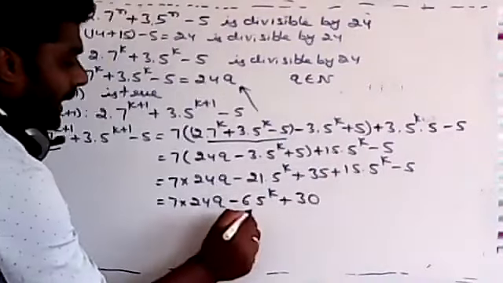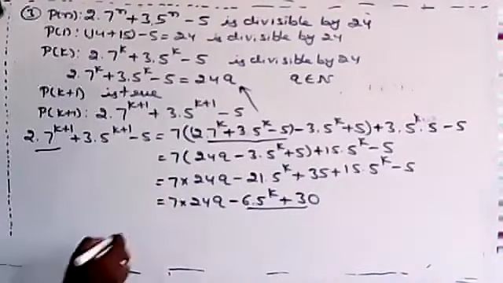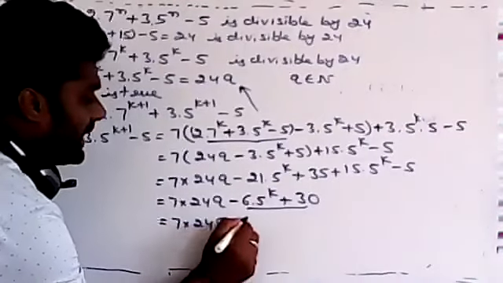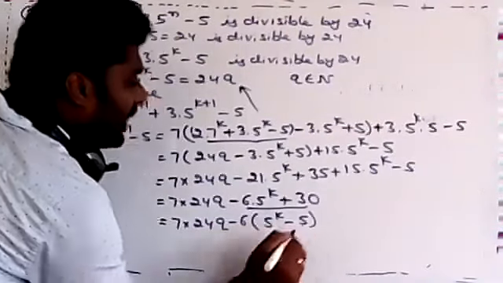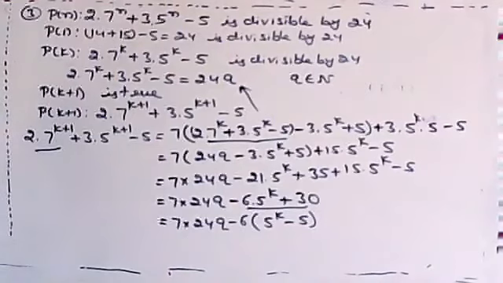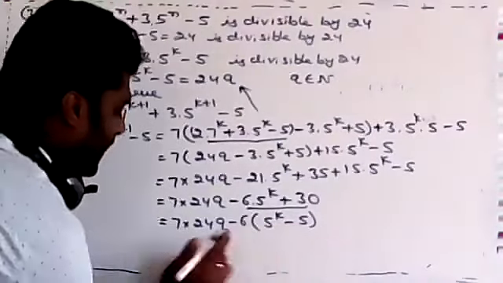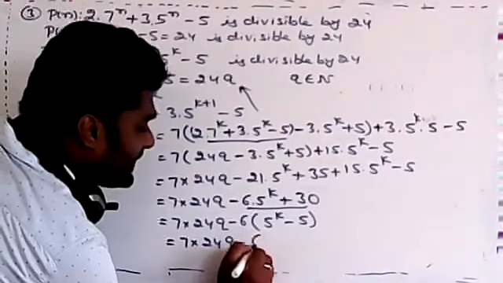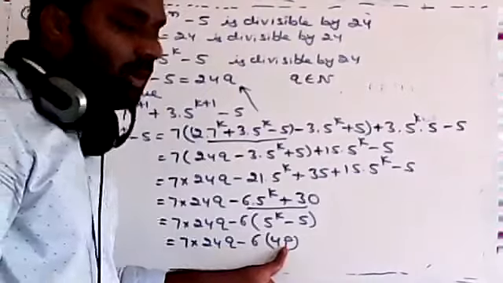30. Okay. In this 2, what should be common? 6, 7 into 24Q. If I'll take 6 as a common, what is remaining then? 5 to the power of K minus 5. Correct? So once again, I'm rewriting this term as 7 into 24Q minus 6 times of 4p. 6 times of 4p you can take.